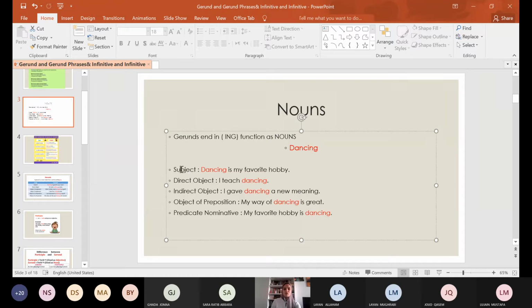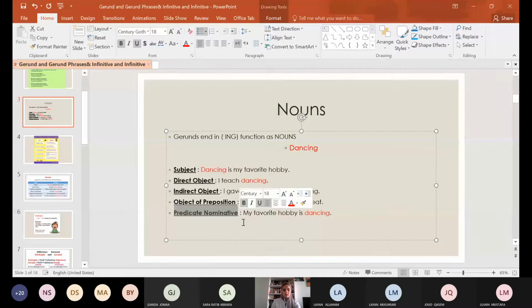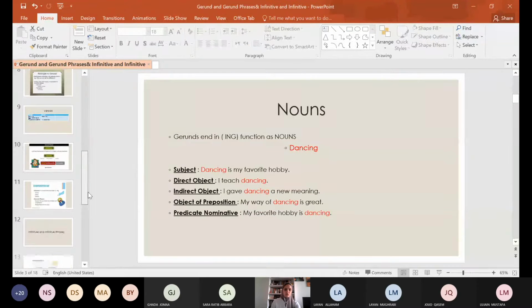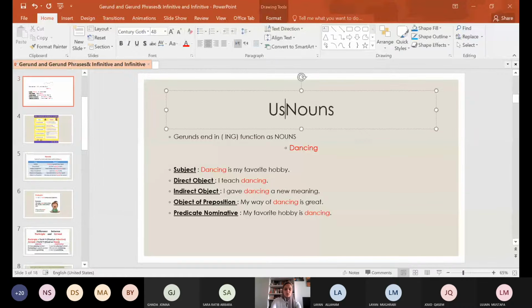What are the 5 usages of noun? Subject, direct object, indirect object, object of preposition, and predicate nominative. Okay? We then move to gerund phrase. So here, usage. Okay, verbals as nouns, which will be gerunds.